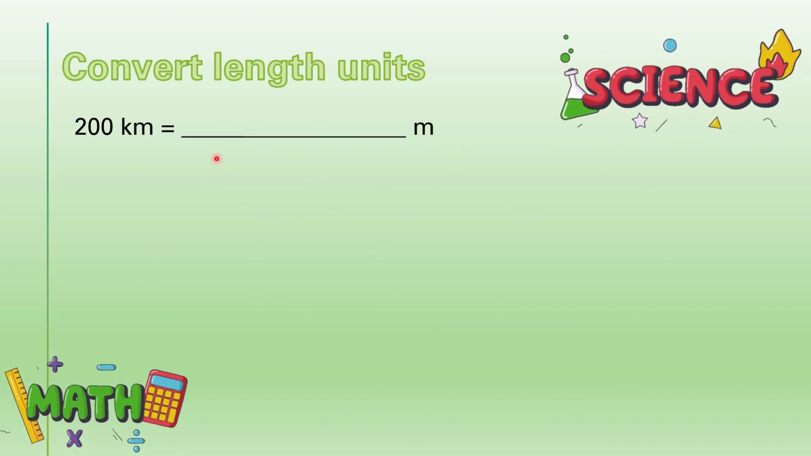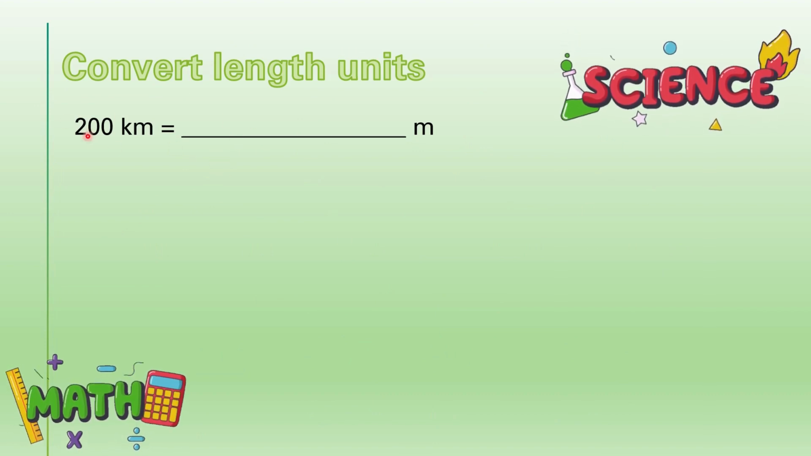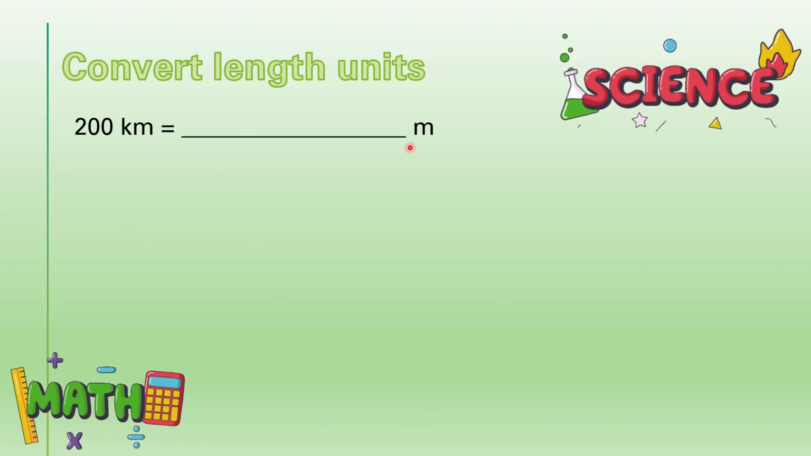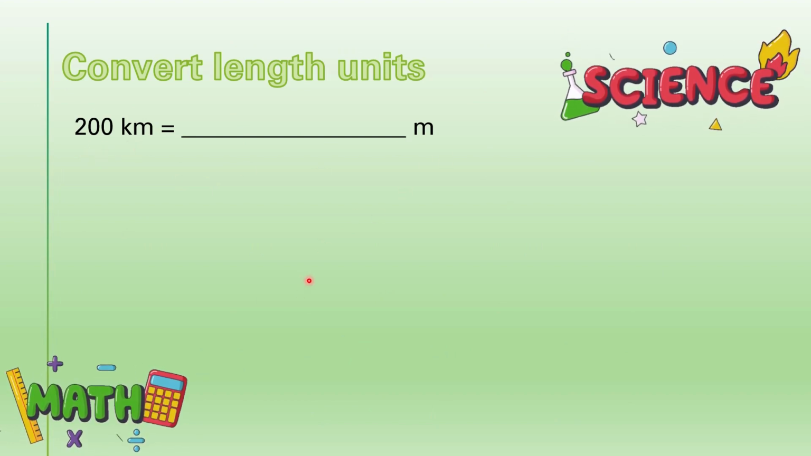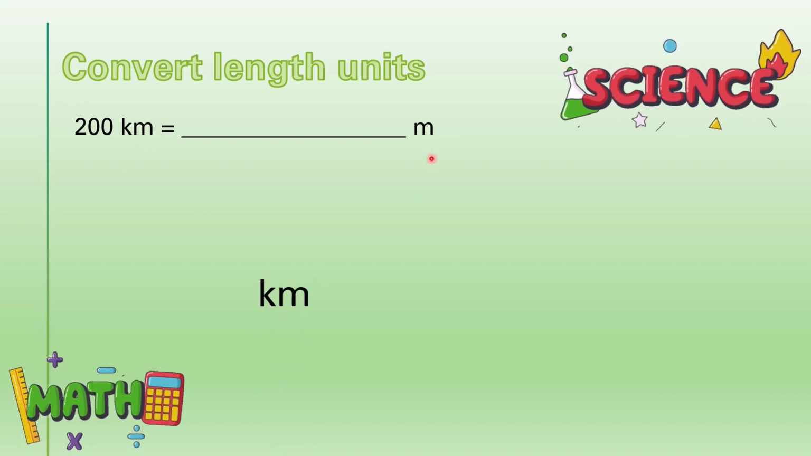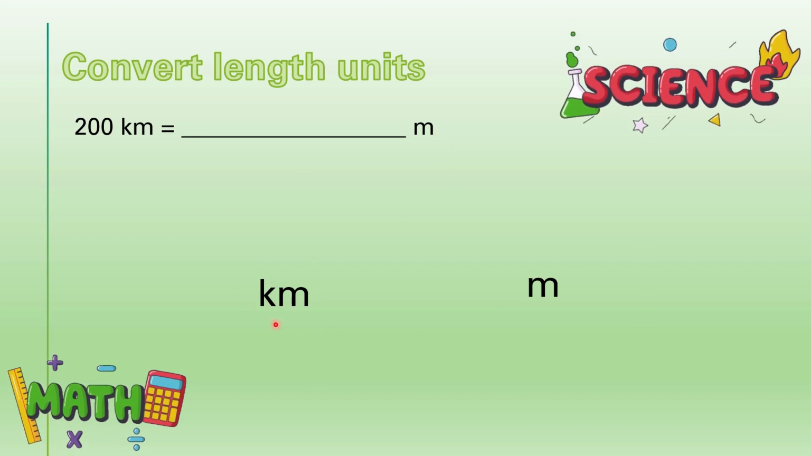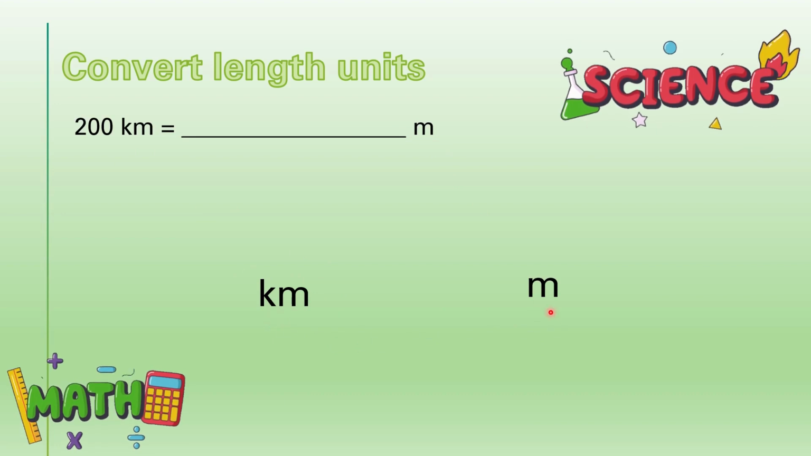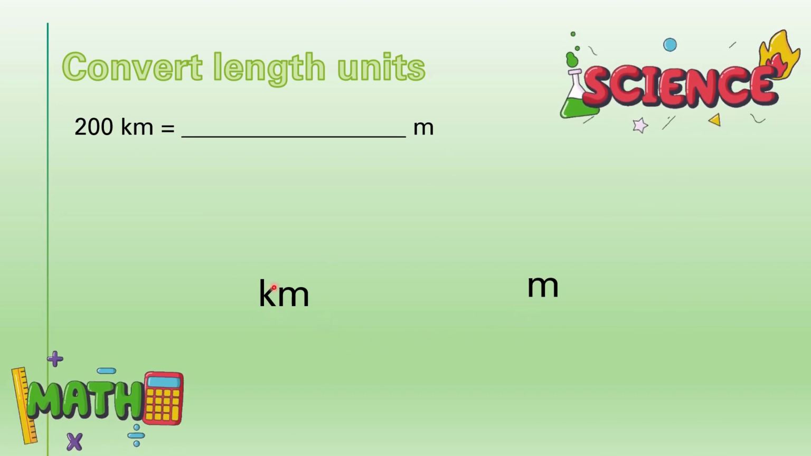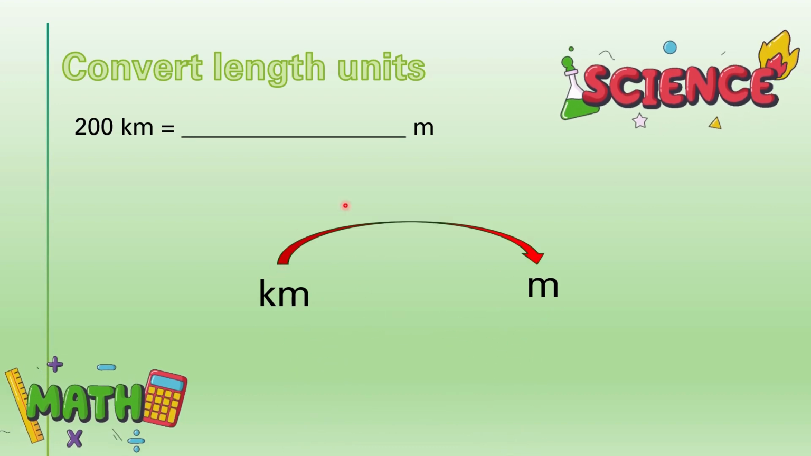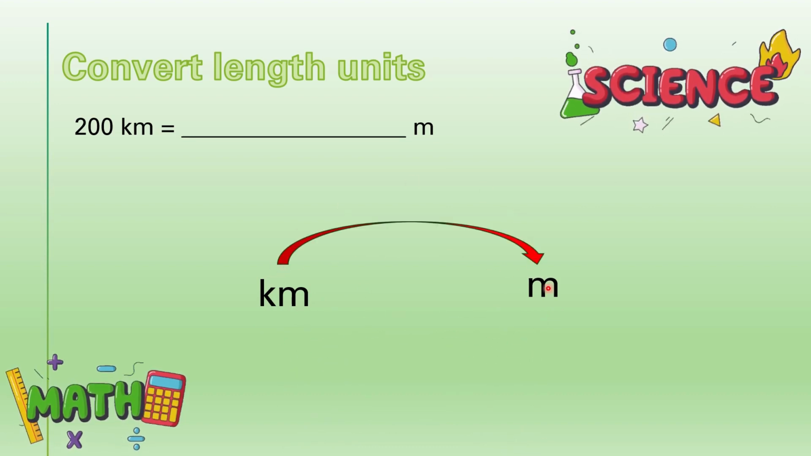Let's convert between length units. So what do we have? So task says 200 kilometers is how many meters? So let's do step by step. So you know that you have kilometers and you know that you need to convert it into meters. So you should know that between kilometer and meter, which one is bigger one. So definitely kilometer is bigger than meter. So you are going from biggest to smallest unit.